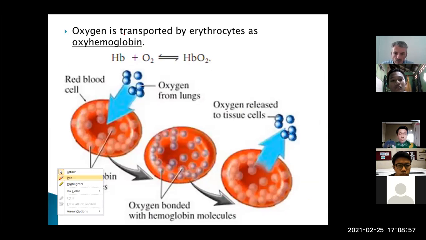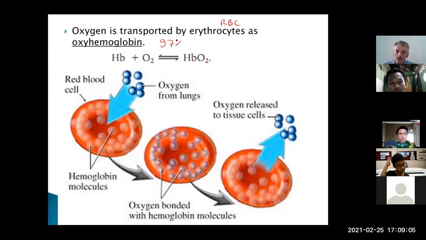It's like this. The oxygen is transported by red blood cells, erythrocytes, mostly, as oxyhemoglobin. This is like 97% of the oxygen. If 100% oxygen enters your body, most of it, 97% of it, is transported as oxyhemoglobin, hemoglobin with oxygen. Oxyhemoglobin, this name is important. Hemoglobin plus oxygen, oxyhemoglobin.